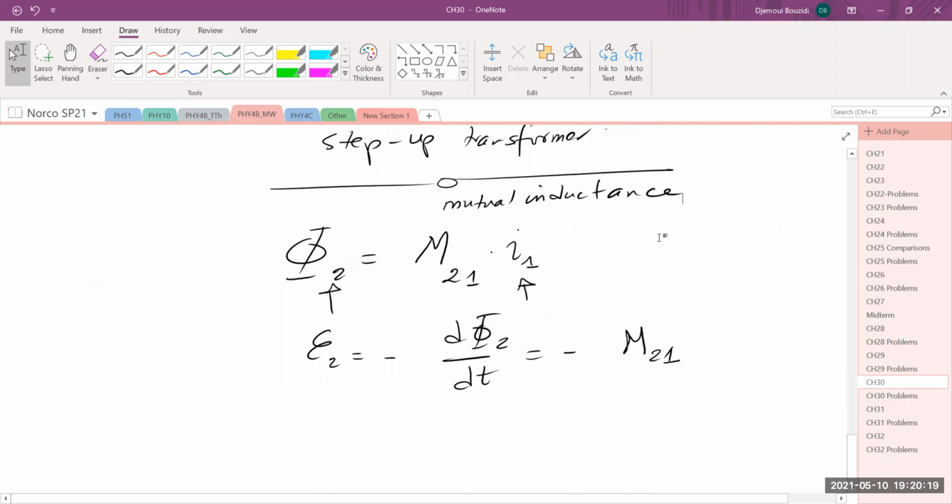So this is what is called the mutual inductance, M. So it's minus M times dI1 over dt, okay? So if you vary the current, then you will have an EMF in the secondary.